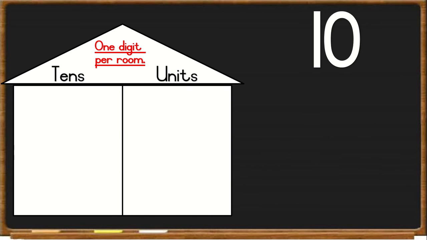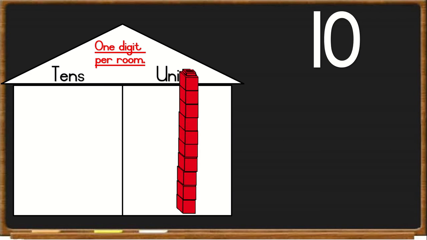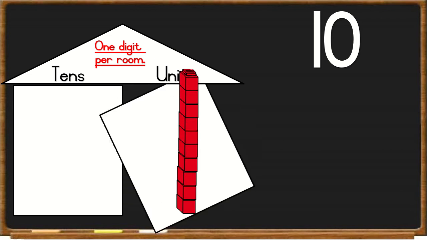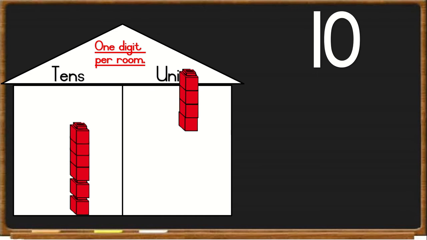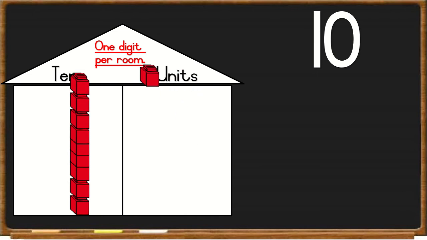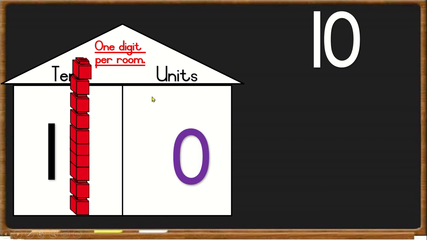Now, let's see what happens when we have 10. So, let's remember the number 1 rule is 1 digit per room. So now I'm going to try to put 10 blocks in the room. So here are 10 blocks, but the room breaks. So what are we going to do? We're going to move the 10 blocks to the tens room where they should be. So now we see we have 1 tens block and 0 units.